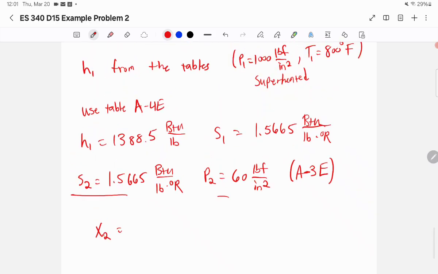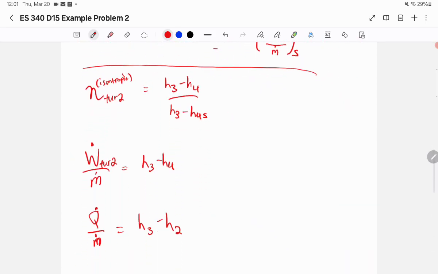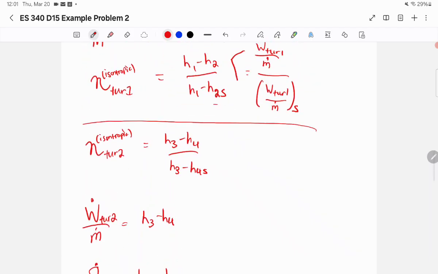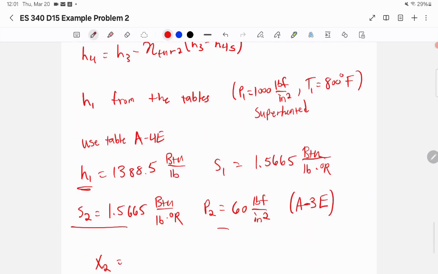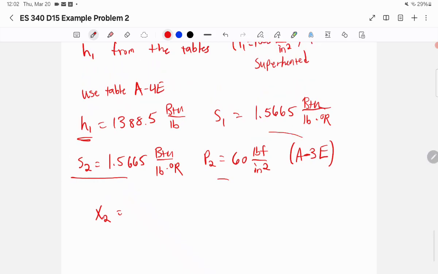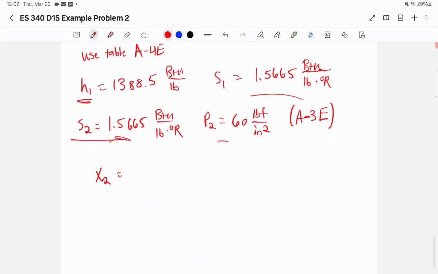because what I'm really looking for is H2, right? Remember all of the terms here that I'm looking for. I need H2, I need H3, 4, and 1, and also the values of H2S. So in this case, we're assuming that it's isentropic, right? Because we're assuming that it's isentropic, that's going to be my H2S value. But first, let's get the quality here.